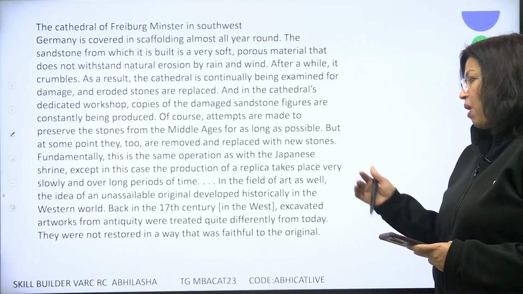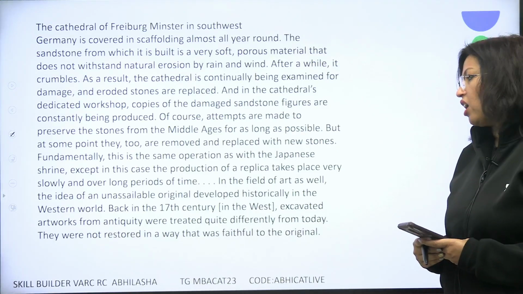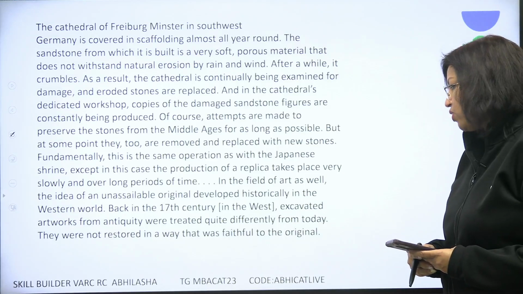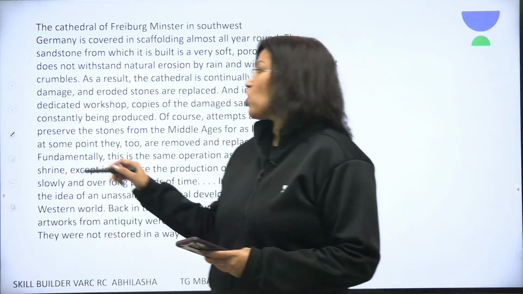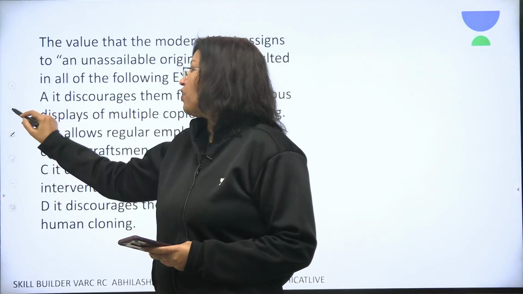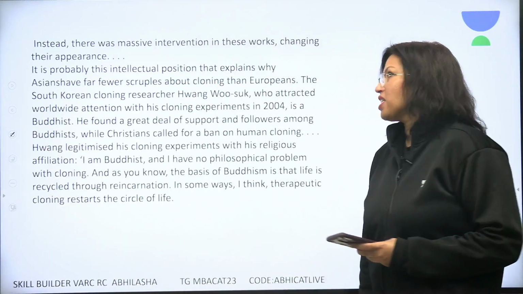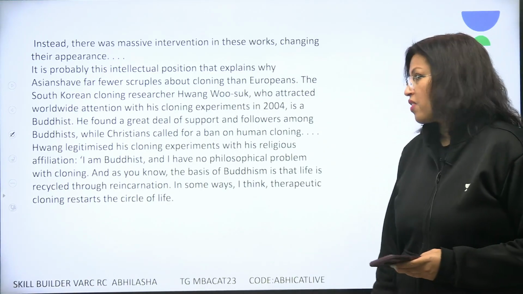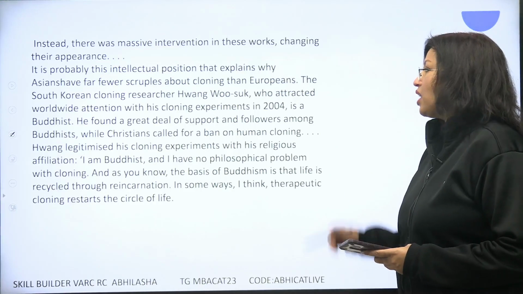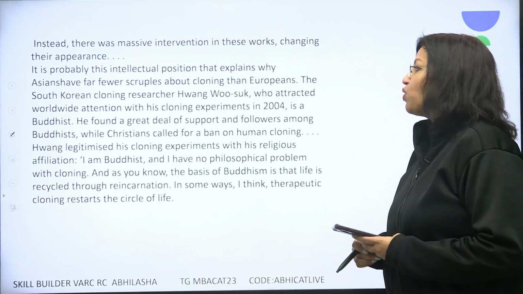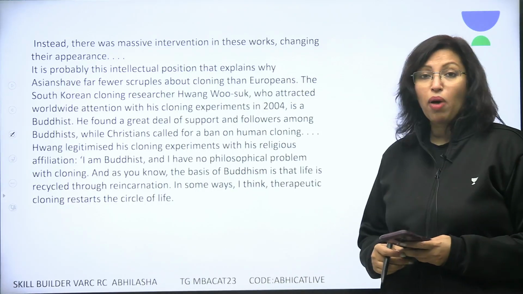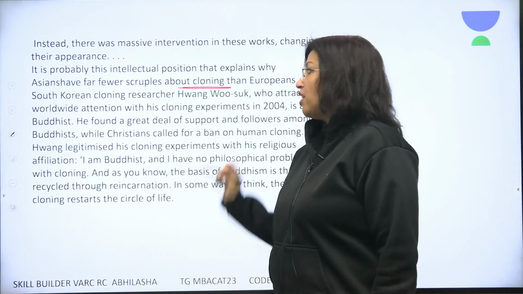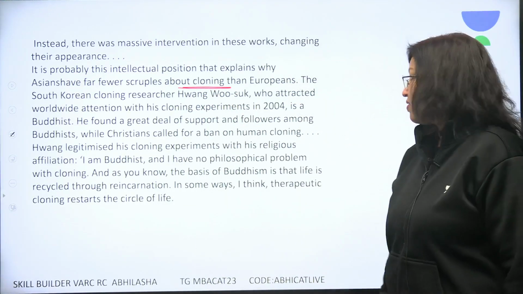Okay. Back in the 17th century in the West, excavated artworks from antiquity were treated quite differently from today. They were not restored in a way that was faithful to the original. Today they are doing it in a very different manner. Instead, there was massive intervention in these works, changing their appearance. So they made big changes. It is probably this intellectual position that explains why Asians have far fewer scruples about cloning than Europeans. My God, we were talking of statues and from there we have come to cloning. Imagine this. From where to where we have come!